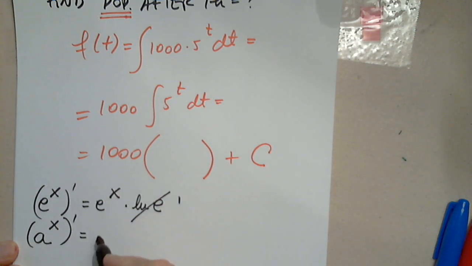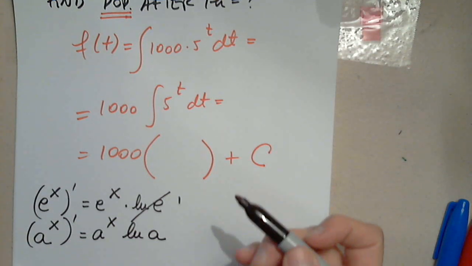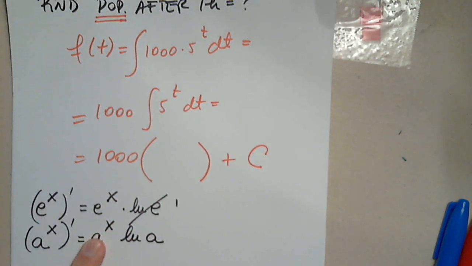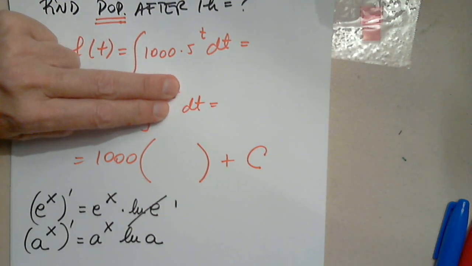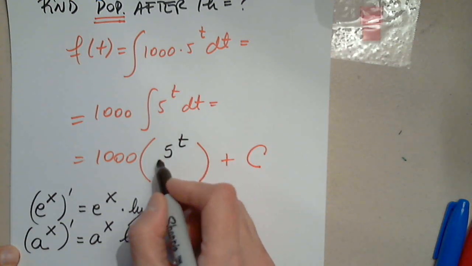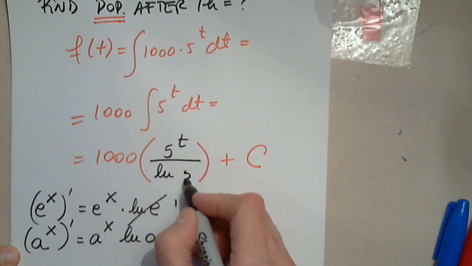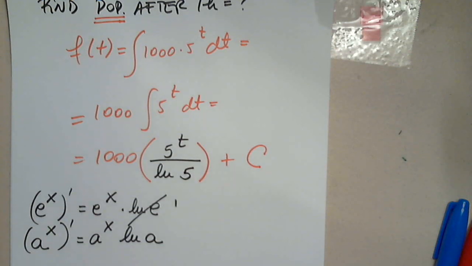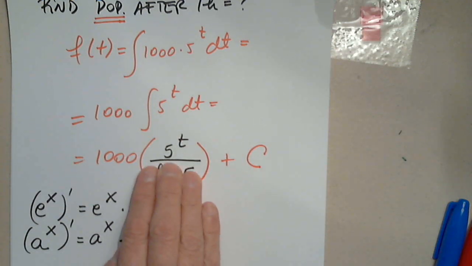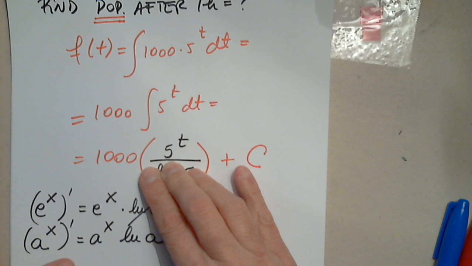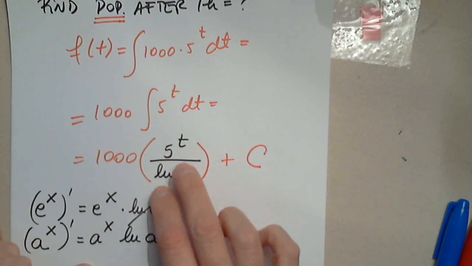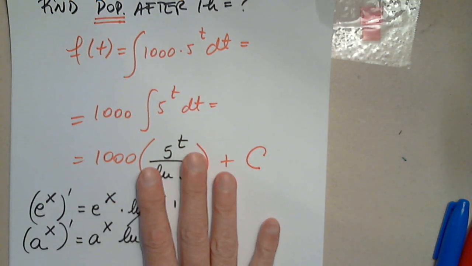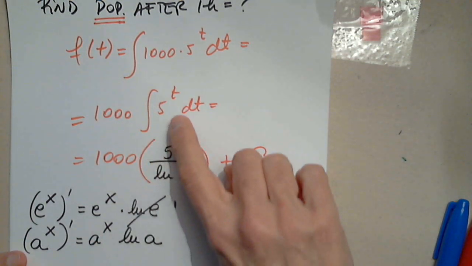A to the number times the natural log of the... Very good. So now I only want this. So obviously I have to divide by natural log A. So this is 5 to t over natural log 5. And we can check. This is a constant. When I differentiate 5 to t, I have 5 to t times natural log 5, which will simplify. So this is it. When I differentiate this, I get that.